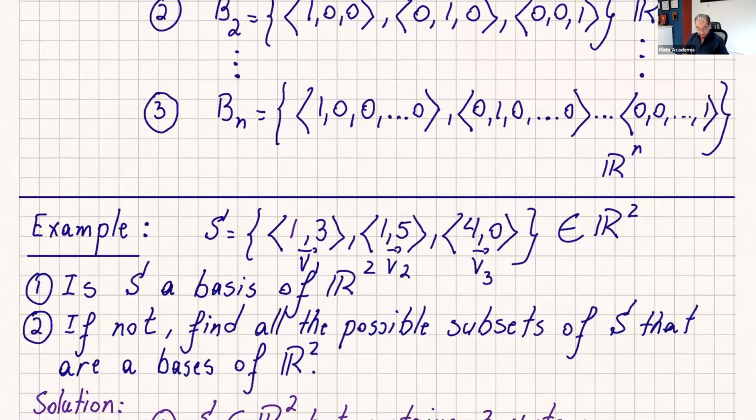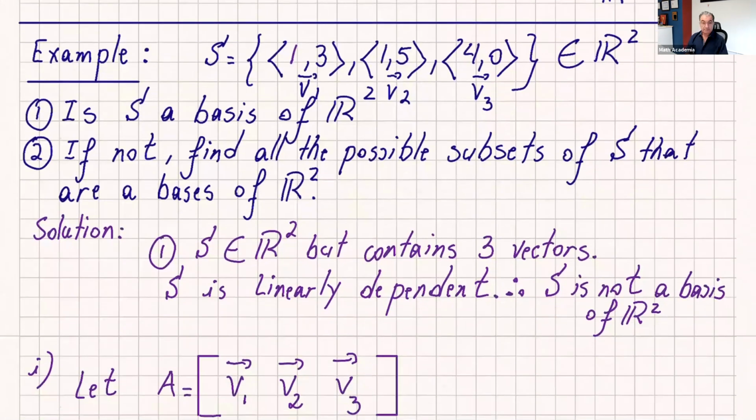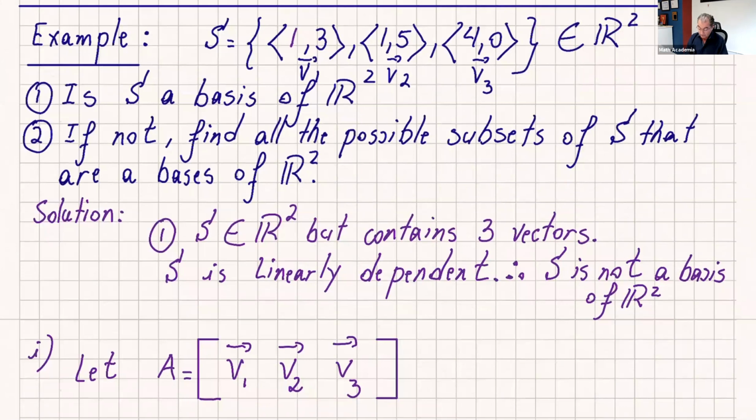Let's go over another example. So again, we are in R2 and I pick three vectors, V1, V2, and V3. The question is: is S a basis of R2? And we know we have to check two conditions here. If not, find all the possible subsets of S that are bases of R2.